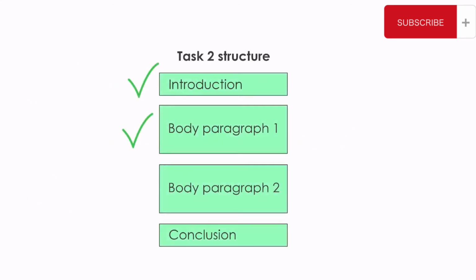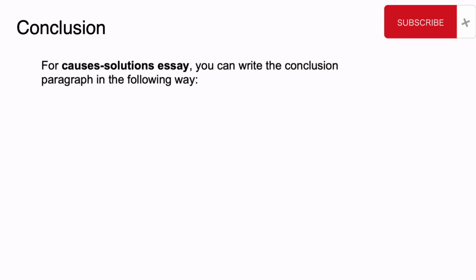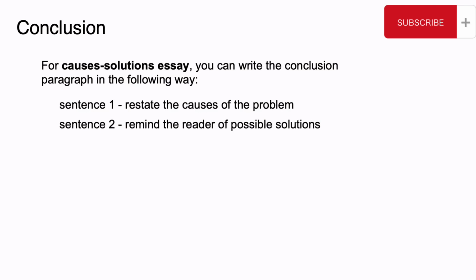Well done! Now we're done with the introduction and 2 body paragraphs, and it's time to start writing the conclusion paragraph. The conclusion paragraph shortly summarizes all previous ideas without giving new information. For a Causes and Solutions essay, you can write the conclusion paragraph in the following way. Sentence 1. Restate the causes of the problem. Sentence 2. Remind the reader of possible solutions. And here is my conclusion.